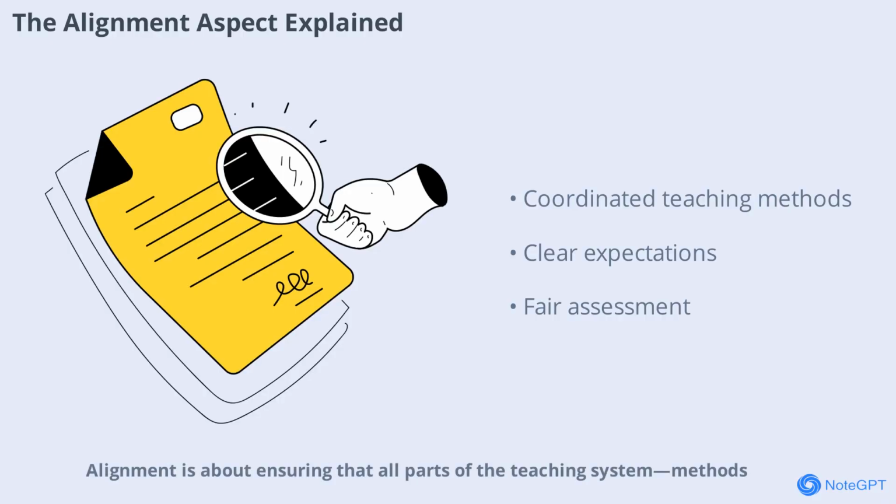Now let's talk about alignment. Alignment is about ensuring that all parts of the teaching system, methods, activities, and assessments are coordinated to support the intended learning outcomes. Teachers design environments where students can't help but engage in the right activities. When everything is aligned, students are trapped in a positive way, making it difficult to avoid learning what is intended. This systematic approach helps ensure fairness and clarity, so students know exactly what's expected and how they'll be assessed.